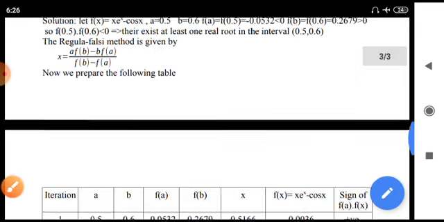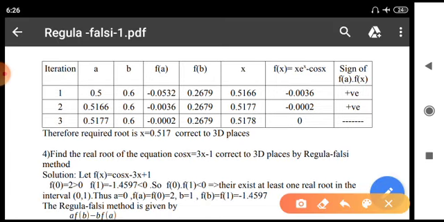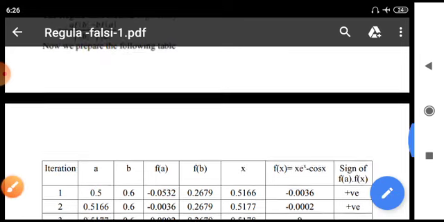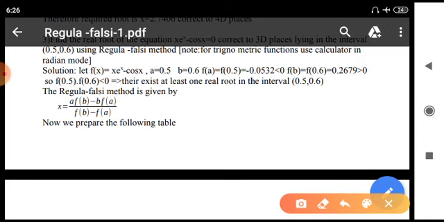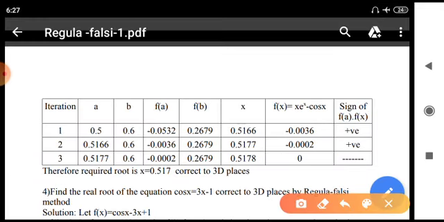Now we prepare the following table. It is the same iterations. First iteration or approximation, a is 0.5, b is 0.6, f of a and f of b are already calculated. Now we have to calculate x by using the same formula, a into f of b minus b into f of a whole divided by f of b minus f of a, which is 0.5166. Now if you calculate f of x, that is f of 0.5166, it comes out to be minus 0.0036.